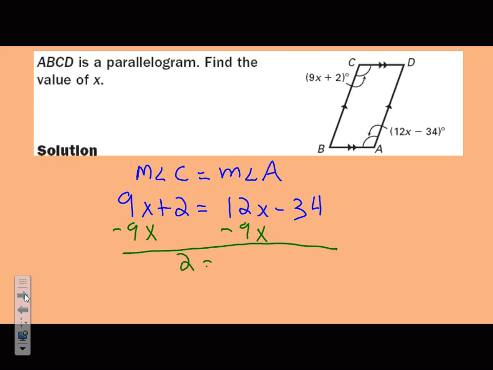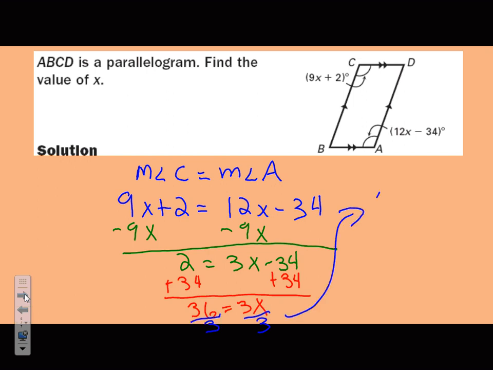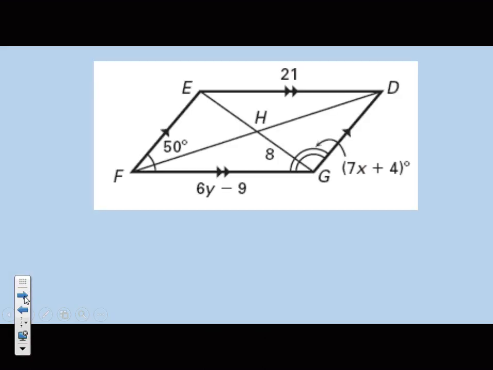So 2 equals 3x minus 34. I'm going to add 34 to both sides. 36 equals 3x. Now to solve this one, we're going to divide both sides by 3. So x equals 12. And there's our answers, ladies and gentlemen. All right, we're moving on to our last example, so make sure to get this in our notes, please.